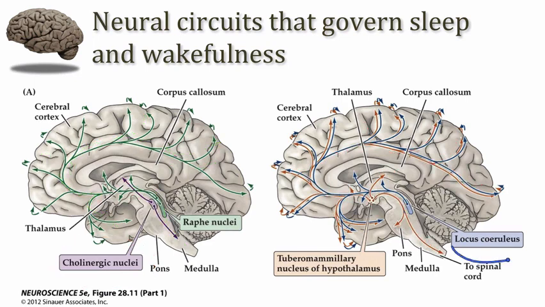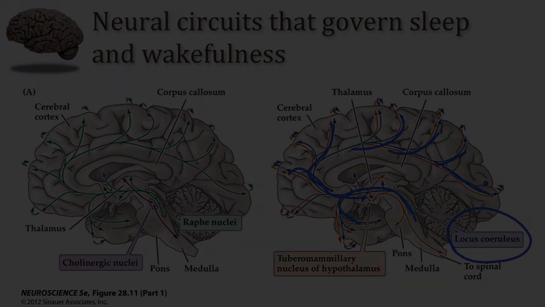And finally, we have this beautiful structure found along the dorsal tegmentum of the pons called the locus coeruleus. And this is the location of the cell bodies that produce norepinephrine. And norepinephrine is right up there with acetylcholine and histamine as being among the important neurotransmitters that support wakefulness. These noradrenergic fibers extend throughout the central nervous system, releasing norepinephrine and modulating our level of arousal, vigilance, and attention.